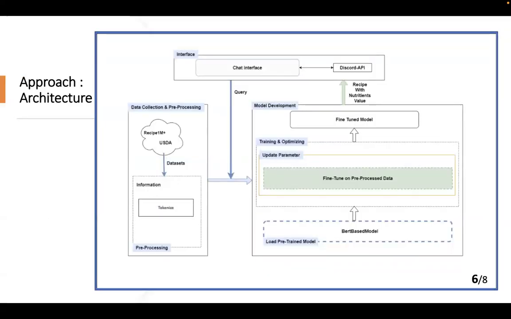Our architecture looks like this. First there's data collection and pre-processing, and we're using the Recipe 1M Plus and USDA datasets. From these datasets, the information is extracted and then tokenized, which is part of pre-processing. Then we load a pre-trained model, which is the BERT-based model. We fine-tune it on the pre-processed data and update the parameters. After training and optimizing, we receive the fine-tuned model, which will output the recipe with nutrient values.